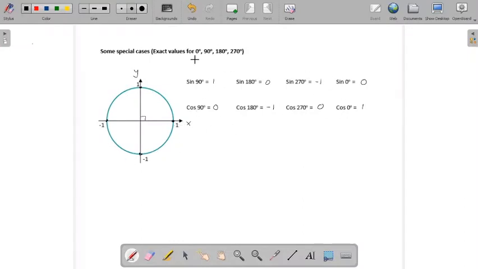These, of course, are in degrees. In radians, we've got 0. 90 degrees is equivalent to pi over 2 radians. 180 degrees is pi, and 270 degrees is 1.5 pi, or 3 pi over 2. And of course, we can go around to 360 degrees as well, which would be the same as 0, which is 2 pi radians.